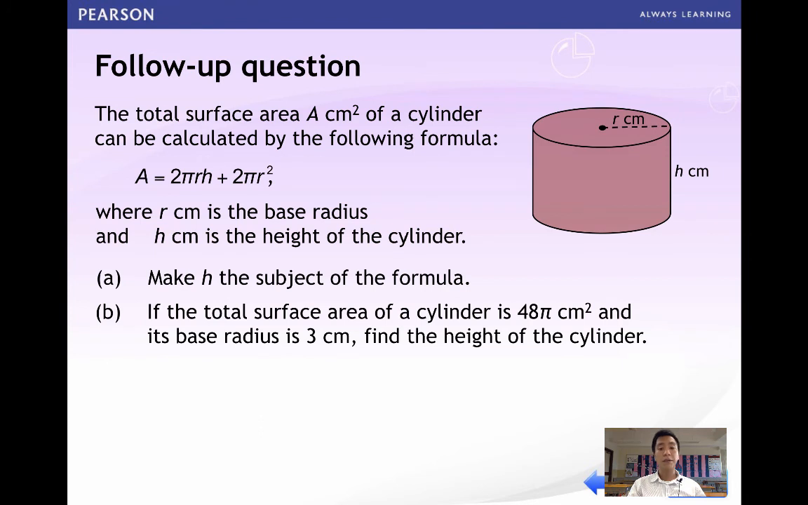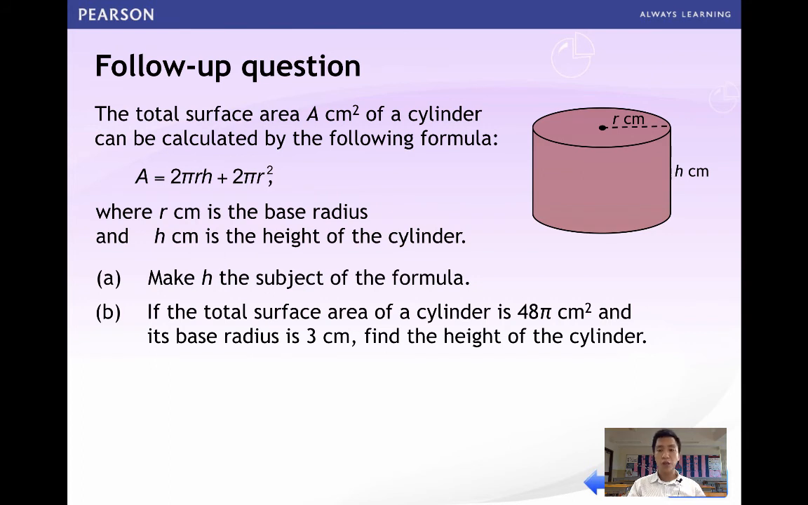Okay, look at one applicational question. This time you have a cylinder. The total surface area is 8 cm squared. And then we can find out this total surface area by the formula A equals to 2 pi rh plus 2 pi r squared. And then r actually is the radius of the base circle, and h is the height of the cylinder.